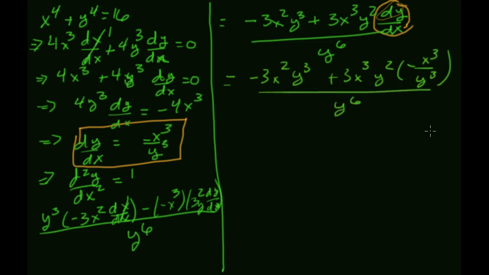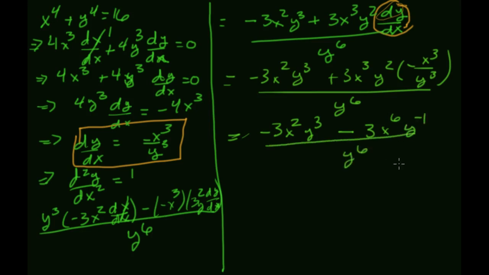Now, an interesting note is that if you are on a free response question, you can actually stop here, because at this point you actually have the second derivative in terms of x and y. It's sloppy, but it's there. I'm going to go ahead and clean this up a little bit. It's going to give me 3x squared y cubed minus 3, and then let's see, that's going to be x to the 6th y to the negative 1 over y to the 6th.